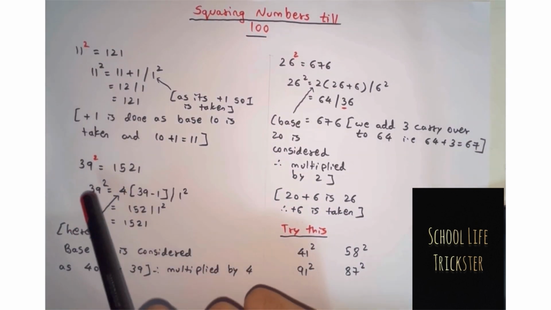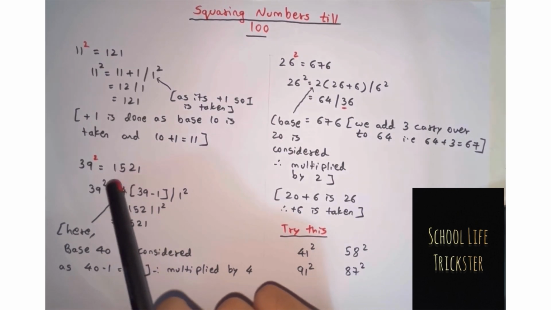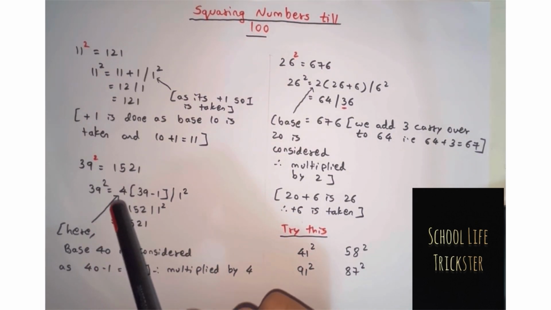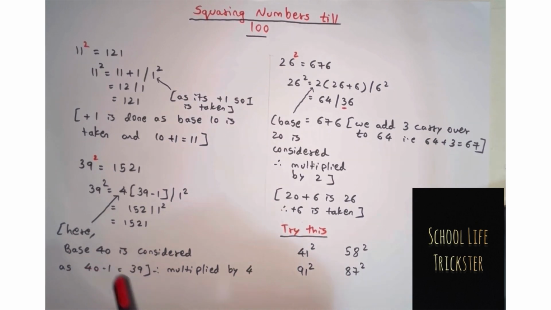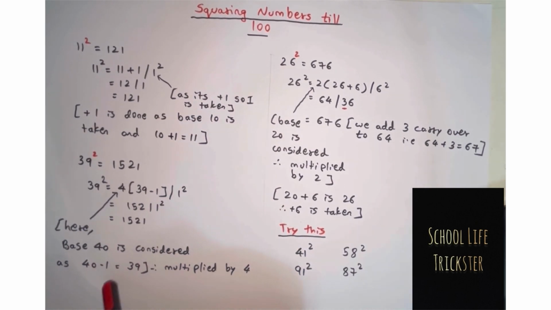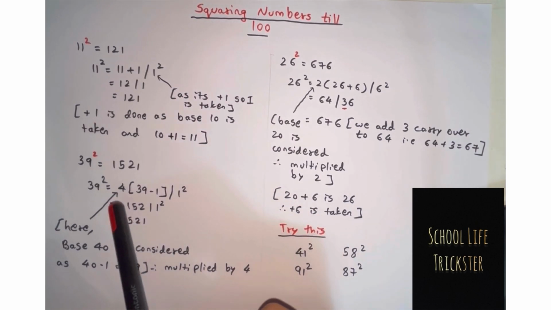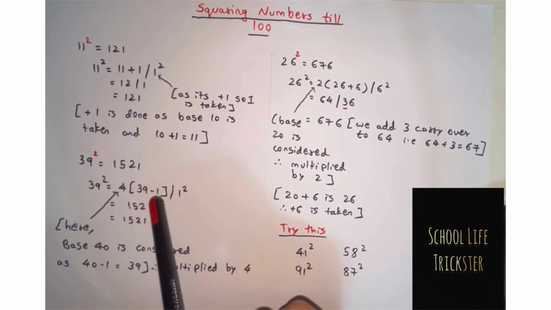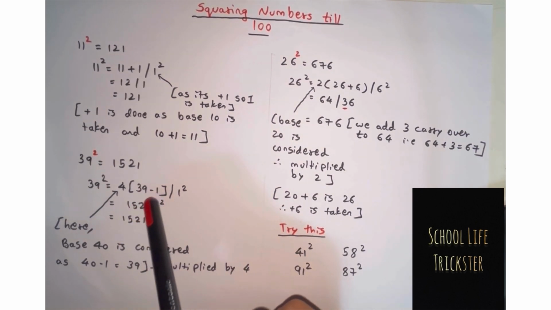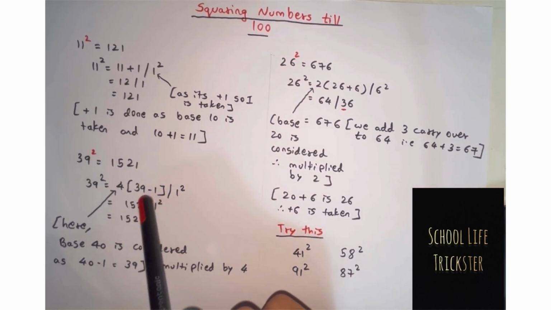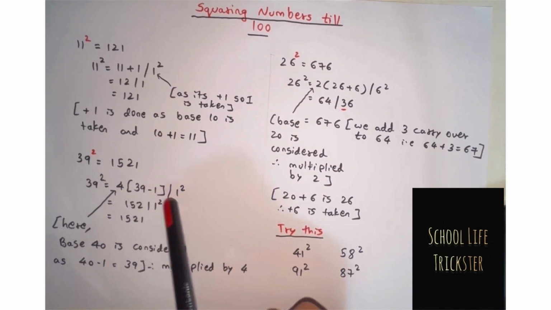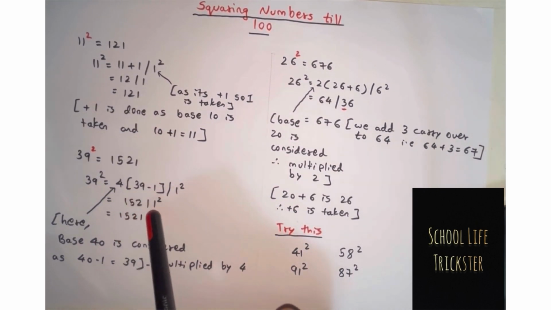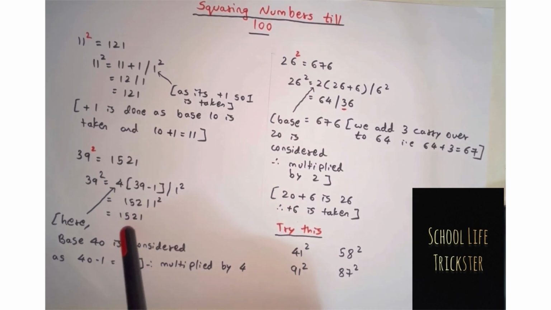Now see another example. 39 square equals 1521. Now 39 is closer to 4, that is 40. So we take 40 as the base. Now 40 minus 1 is 39. So we first multiply 4 into 39 as it is and minus 1. Why minus 1? Because 40 minus 1 is 39. So minus 1 and write this 1 as it is, 1 square.